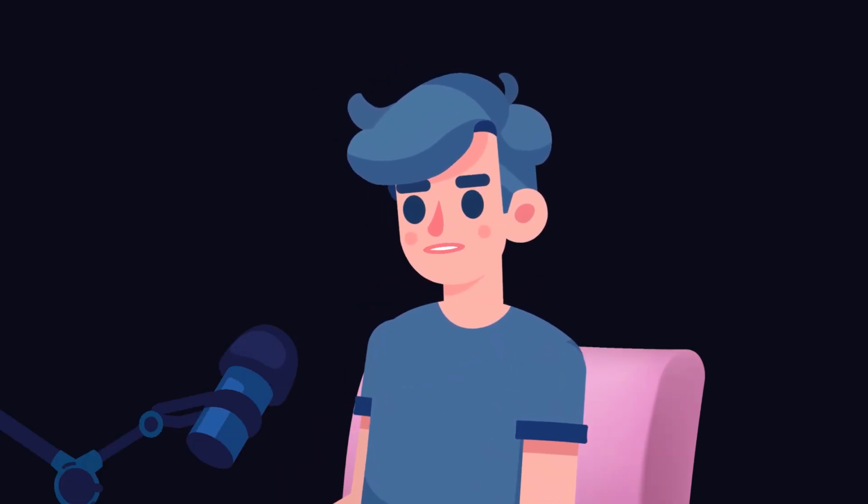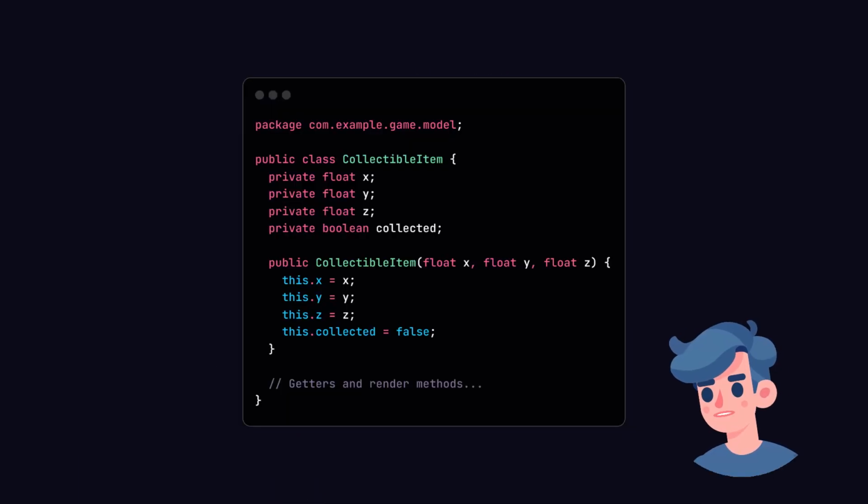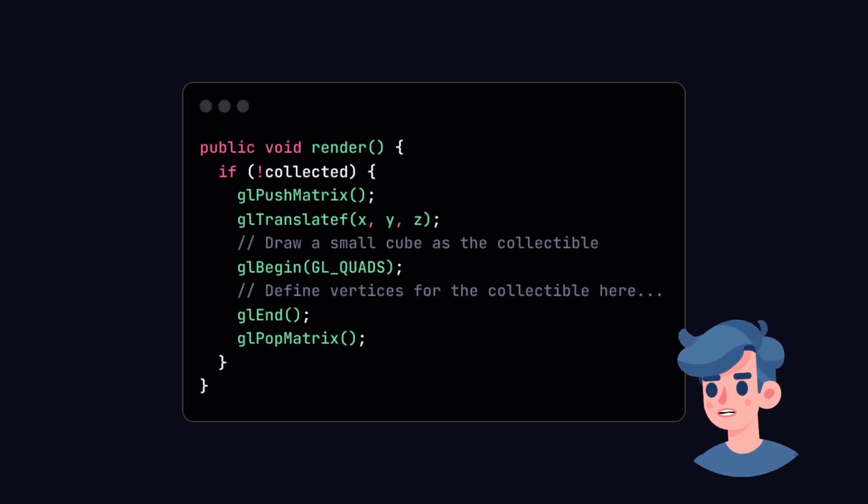As you may have noticed, our game is coming together quite nicely. Now let's implement some simple collectible items. In our exploration game, these items can increase the player's score. First, create a new class named CollectibleItem in the model package. This class will hold the coordinates and status of our collectible item.